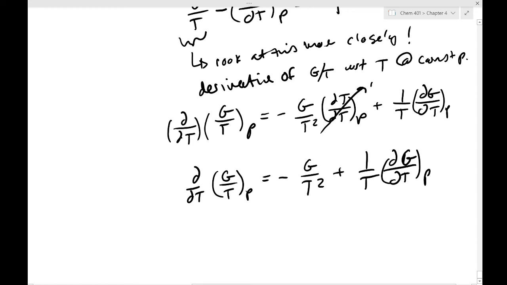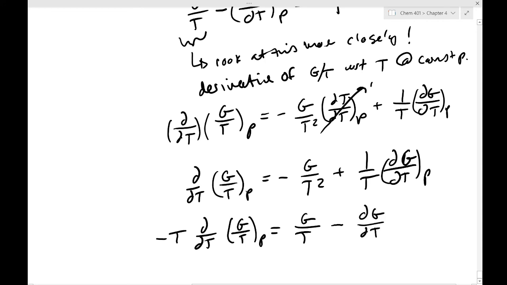Okay. Now I'm going to multiply the whole thing by negative T. So I get negative T times the change with respect to temperature of G over T at constant P is equal to, multiplying by negative T, positive G over T, minus, the T cancels out, so this becomes the partial of G over the partial of T at constant pressure.